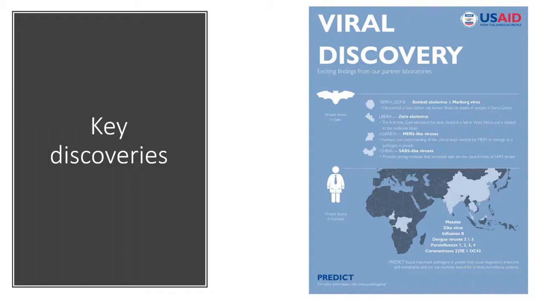And we have detected so many MERS and SARS-like viruses in Africa and Asia. So we are increasing our understanding of coronaviruses in these regions. And even in humans, we have detected so many pathogens that are of importance from a public health perspective. So these are some key viral discoveries that we have been making.